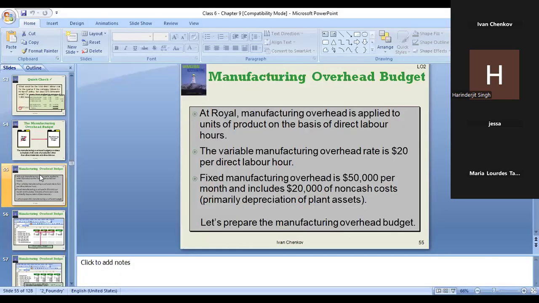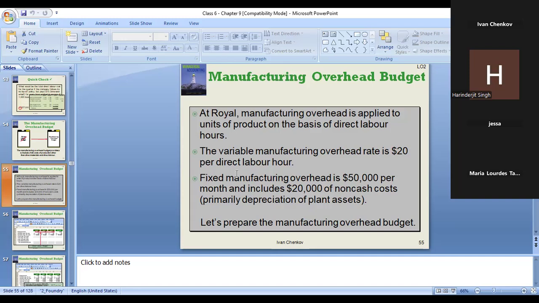So the adjustments, the information will be: company manufacturing overhead is applied to the units of product based on the direct labor hours. Now, this is not the hours that we are paying to our employees, but the actual hours worked. Variable manufacturing overhead is $20 per direct labor hour. So for every hour that the worker is working, we're going to add $20 manufacturing overhead, plus 50,000 per month fixed manufacturing overhead.